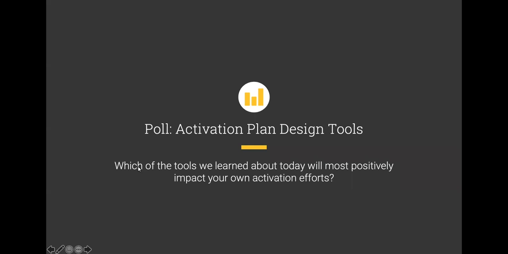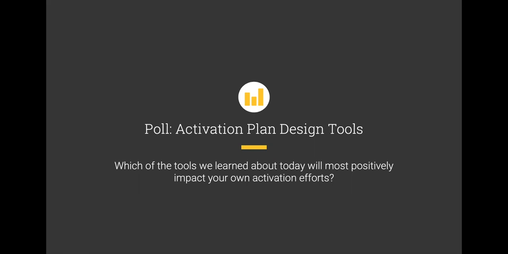I'd love to hear your first impressions about which of these tools we learned about will be most useful to you. So let's open up our last poll of the day and just answer for us which of the tools we learned about will most positively impact your own efforts.